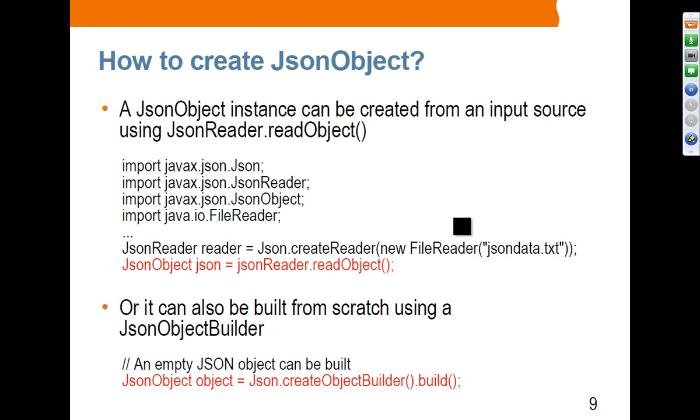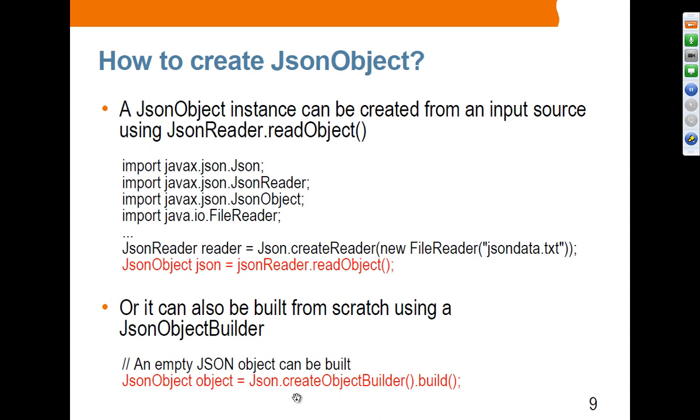How are you going to create this JSON object in the object model? You can read a JSON file, of course, or you can create one from scratch. To read a JSON file, you are going to use JsonReader and the readObject method. You create the JsonReader from Json, and you can provide the FileReader object reading the data.txt file. Once you have the JsonReader, you can read the object, and you get the JsonObject as a result.